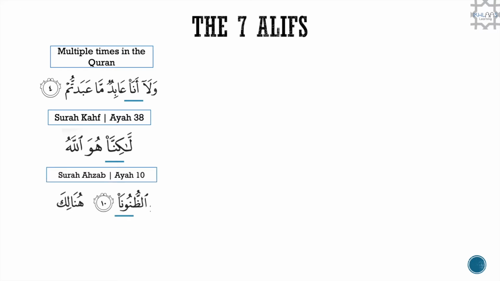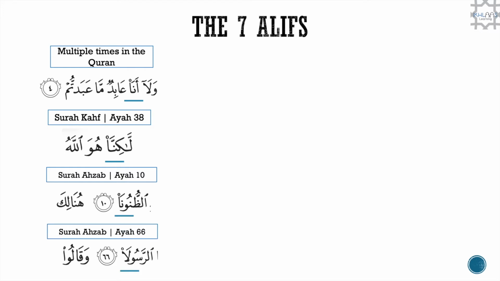Third example is from Surah Al-Ahzab, الظُّنُونَ. And the beginning of the next ayah is هُنَالِكَ. If I decided to join, then I would disregard that alif and say الظُّنُونَ هُنَالِكَ. However, if I wanted to stop at the end of that ayah, I would stretch that alif for 2 counts. So it would be الظُّنُونَا.